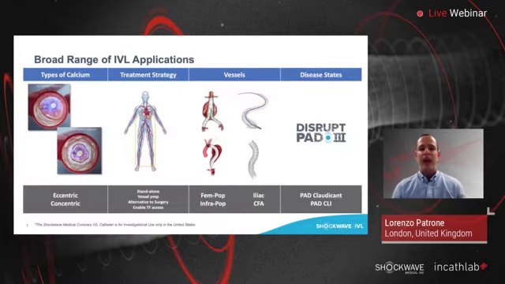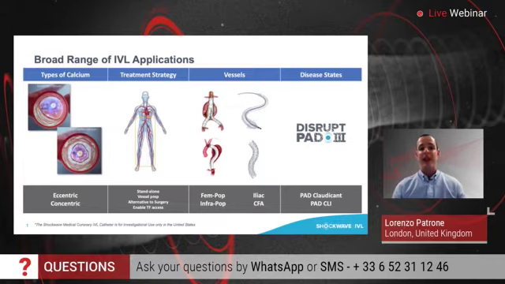Which type of calcium can be treated with the IVL? Any, eccentric or concentric. The treatment strategy can work as a standalone, or, as we said before, with some sort of angioplasty, with POBA or DCB after. It can also be used as vessel preparation, even for stents, when we want to put in a stent but can't achieve the right diameter of the vessel. And of course, it works everywhere.